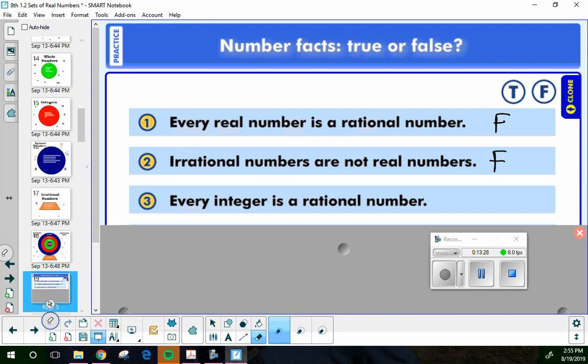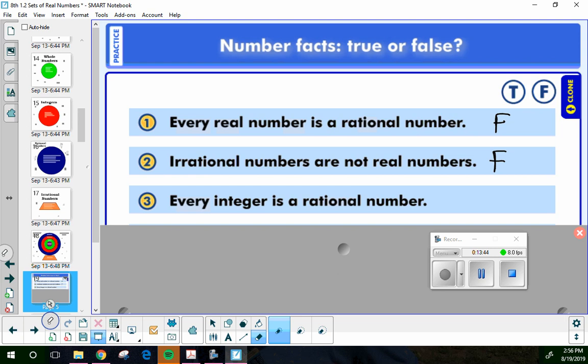Irrational numbers are real numbers. Every number that I can possibly tell you is a real number, no matter what. I have never told you an imaginary number yet. Every integer is a rational number.